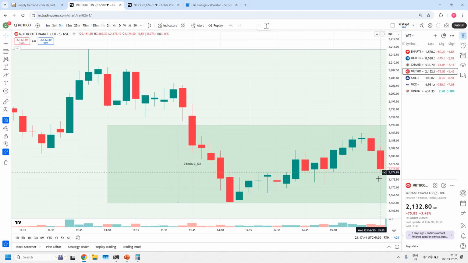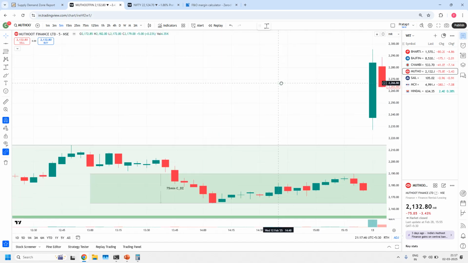That means you have a supply zone here, not a demand zone. After that, again there is a big candle. So where is the base? Suppose you consider all these small candles. See, 1, 2, 3, 4, 5, 6, 7, 8, 9, 10. Lot of consolidation here. So that is also confirmation. This zone will be violated.